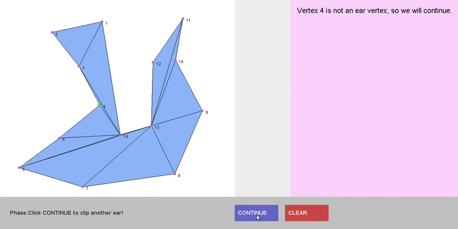But as you can see, we were successfully able to obtain the triangulation, and it gives us a nice little celebratory change in color. So that is how you use the ear clipping demonstrator.